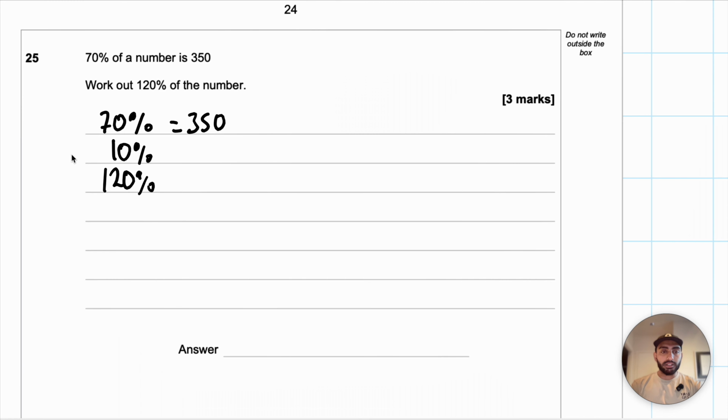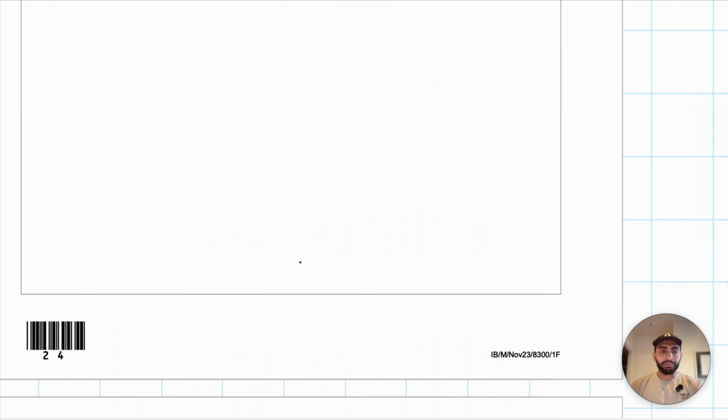And on the left-hand side, to get from 70 to 10, I've divided by 7, and from 10 to 120, I've multiplied it by 12. So I'm going to do the same thing to the right-hand side. 350 divided by 7, 35 divided by 7 is 5, so it's going to be 50. And 50 multiplied by 12, 5 times 12 is 60, so 600.